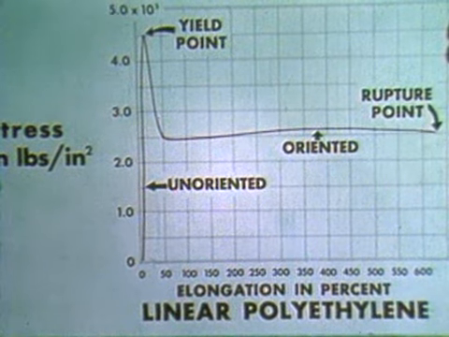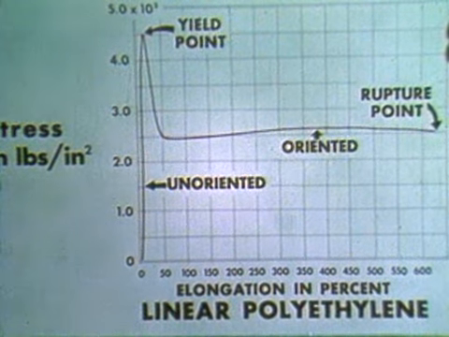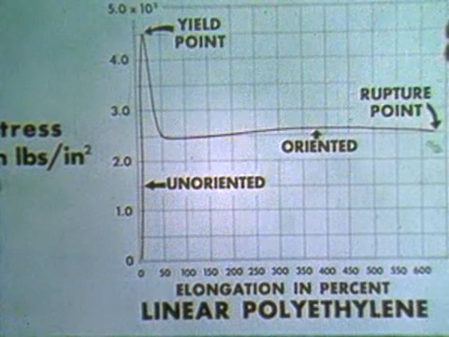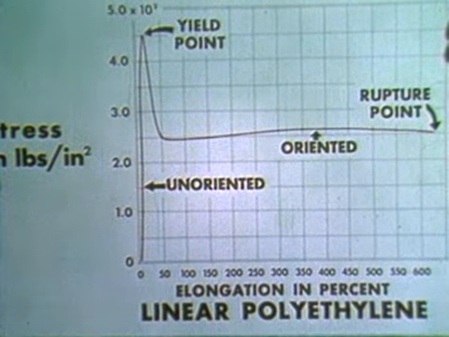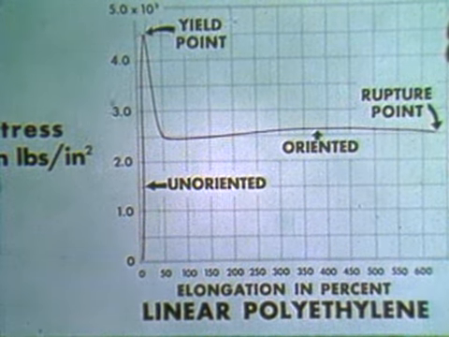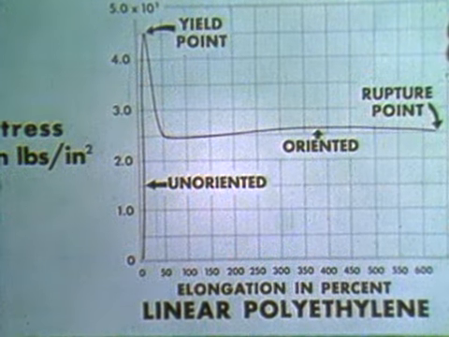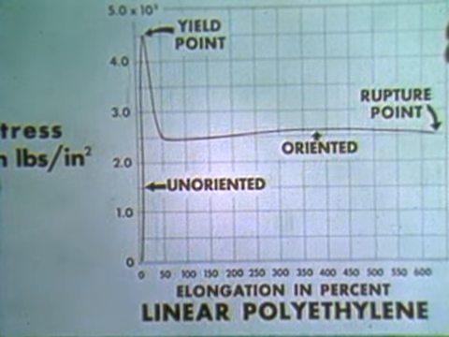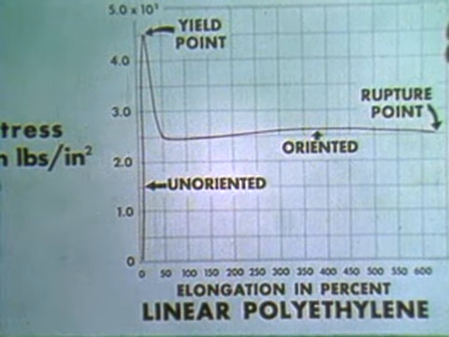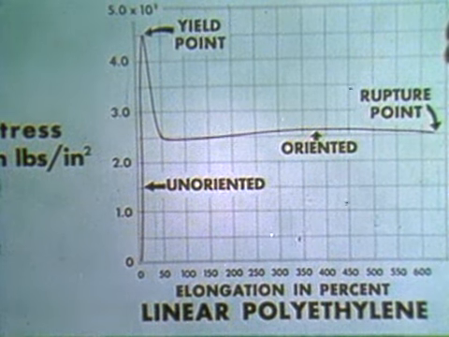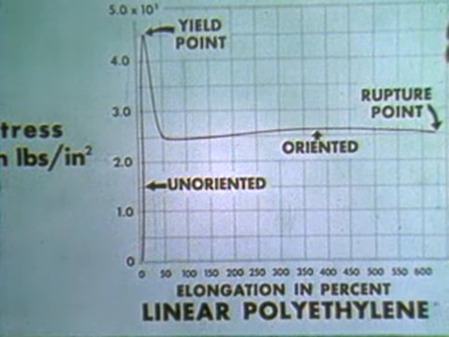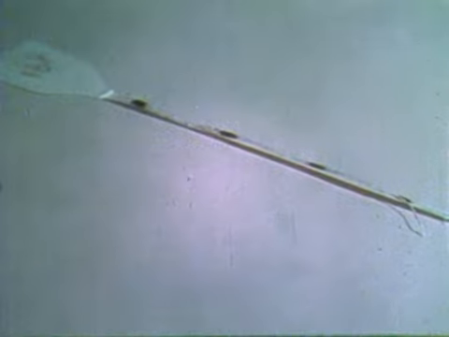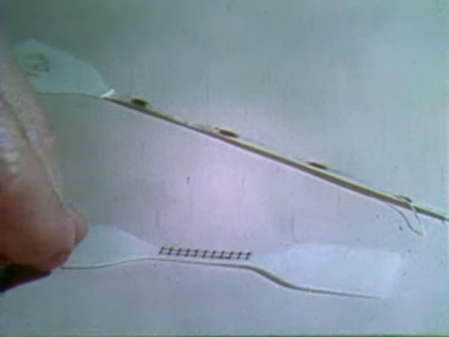X-ray study of elongated samples indicates that the crystals are now oriented into particular directions. When molecules are stretched to their limit, and orientation is complete, in this case after 600% elongation, flow ceases. Then the sample ruptures. Here it is. Compare it with this sample which has not been drawn.